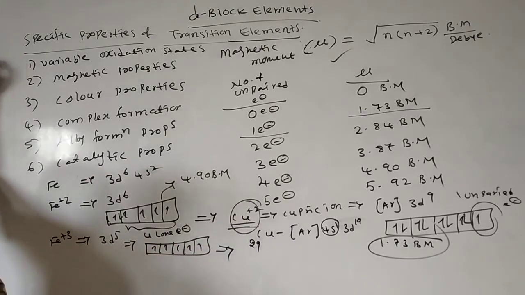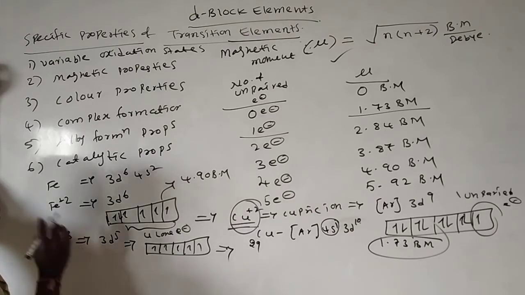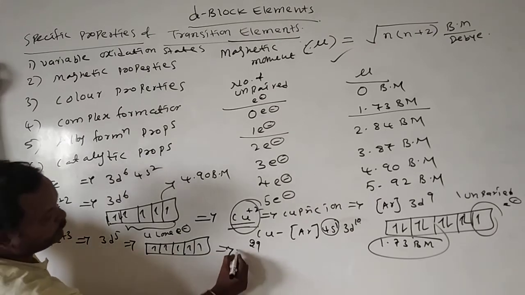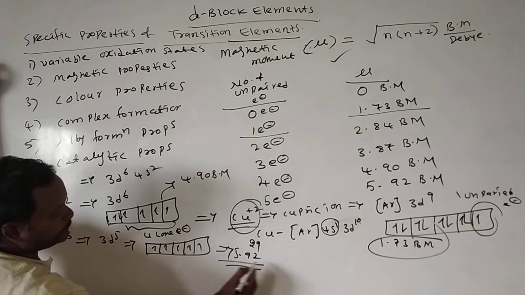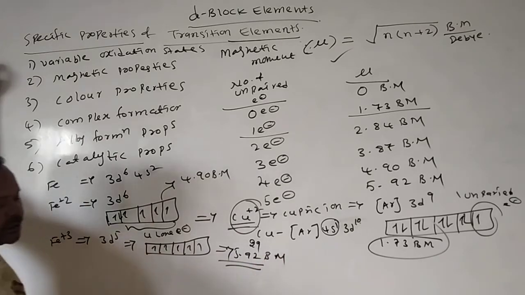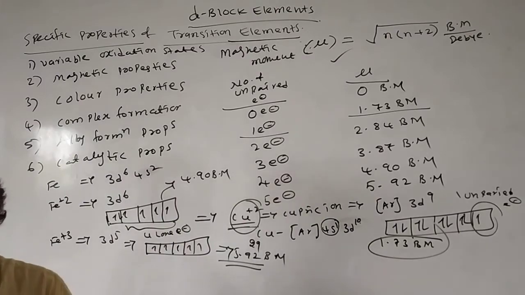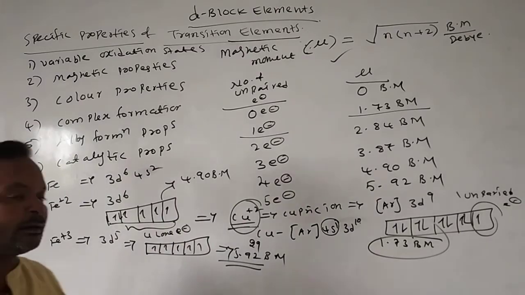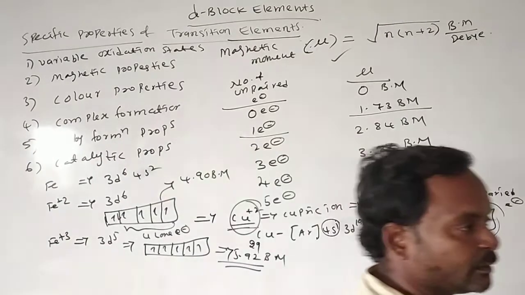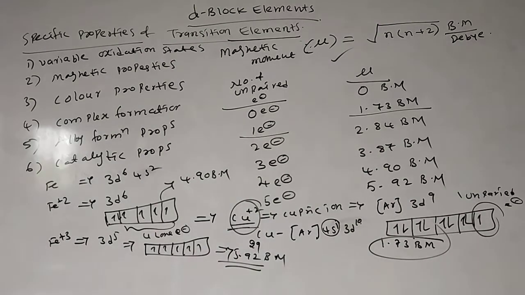what we call the magnetic moment of Fe plus 3 is 5.92 Bohr magnetons. Should write the units. Based on the number of unpaired electrons, we will calculate here.